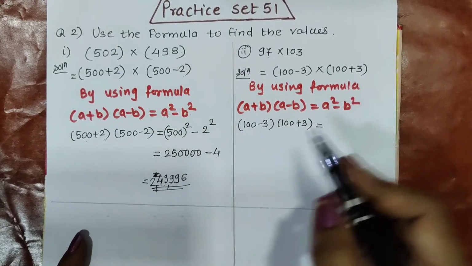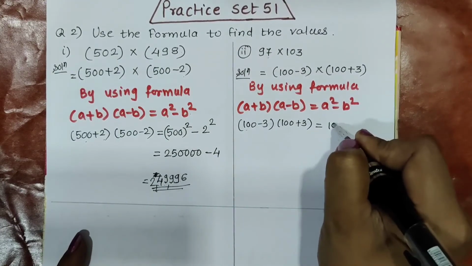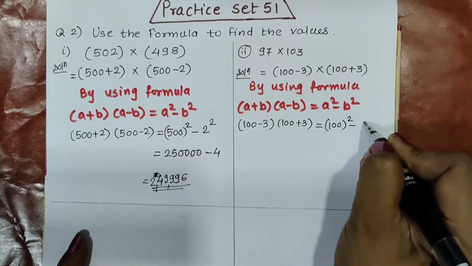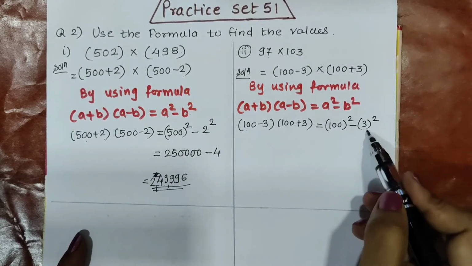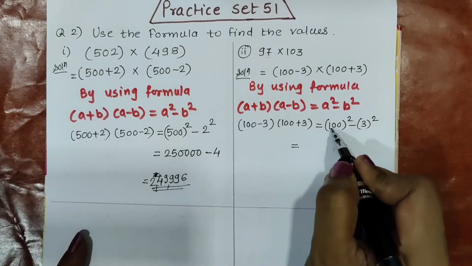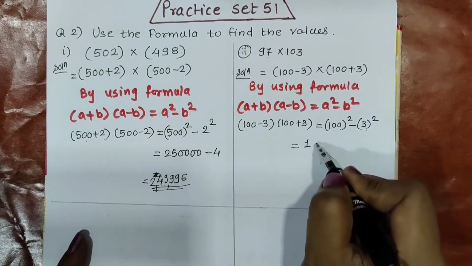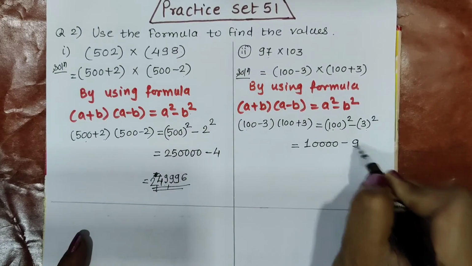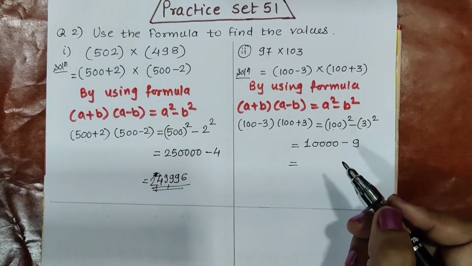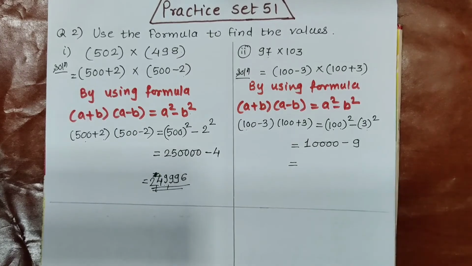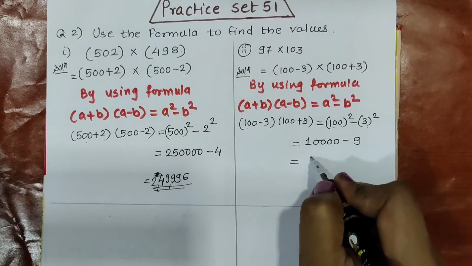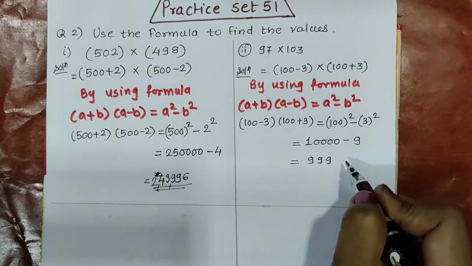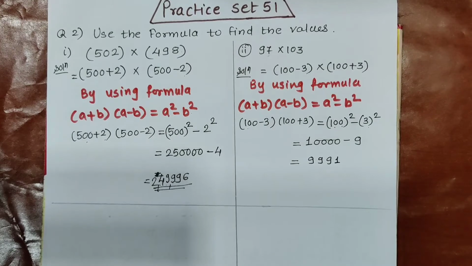Now a square, a is 100 in our sum. So 100 square minus b square, b is 3. So 3 square. If you want, you can put the bracket here. Now what is 100 square? 1 square is 1, we all know. And in place of 2 zeros, we will be writing 4 zeros. Minus 3 square is 9. Now subtract this. This is 10,000 minus 9. What will be the answer? 10,000 minus 9 will be, we all know, 9991. Correct? 9991 will be our answer.